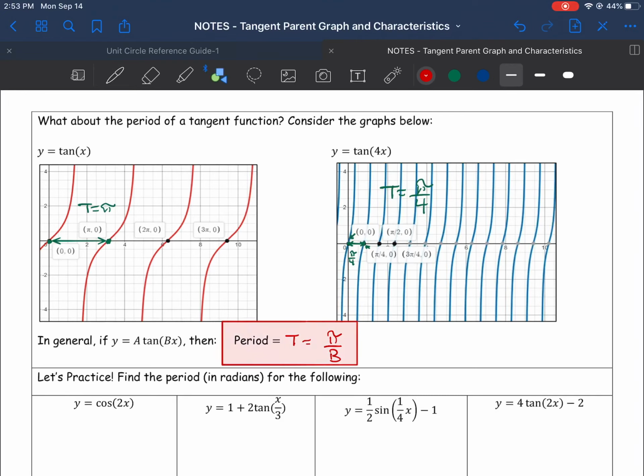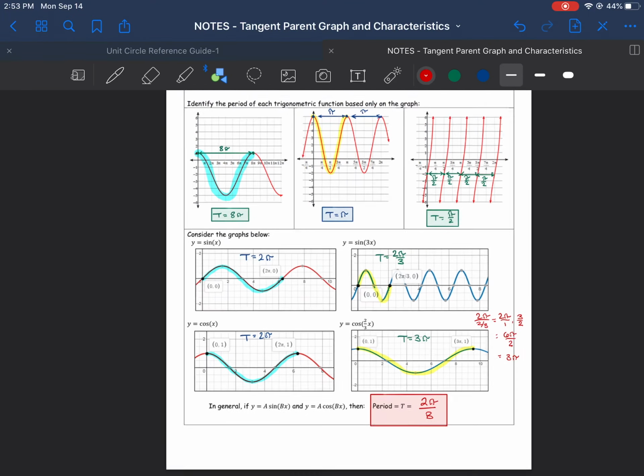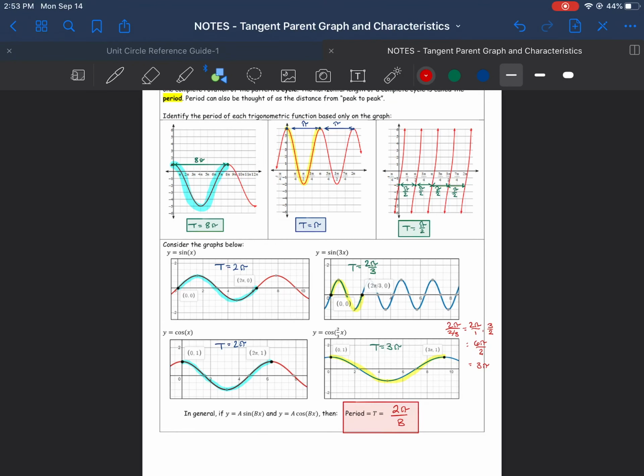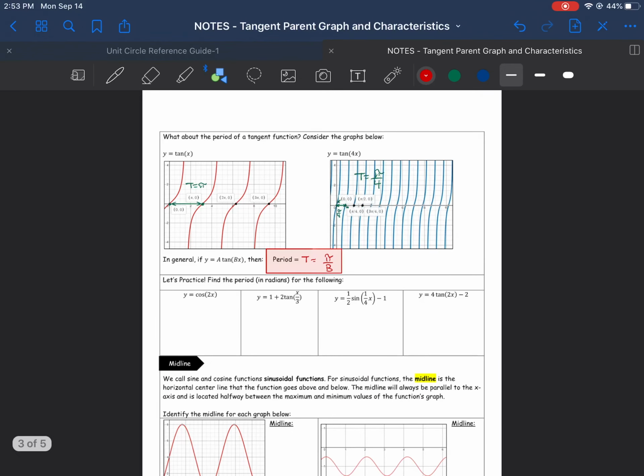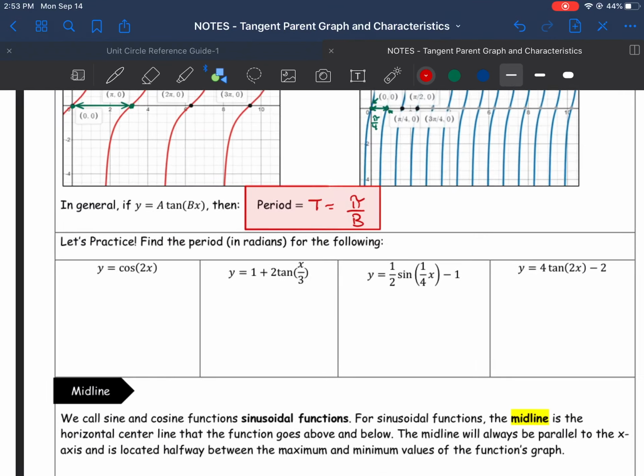So to look at those again, if we're looking at sine and cosine, the period is 2 pi divided by b, where b is the coefficient of x. And for tangent, because the period for the parent function of tangent was just pi, the period for a tangent function is pi divided by b. Okay, so let's do some practice here.